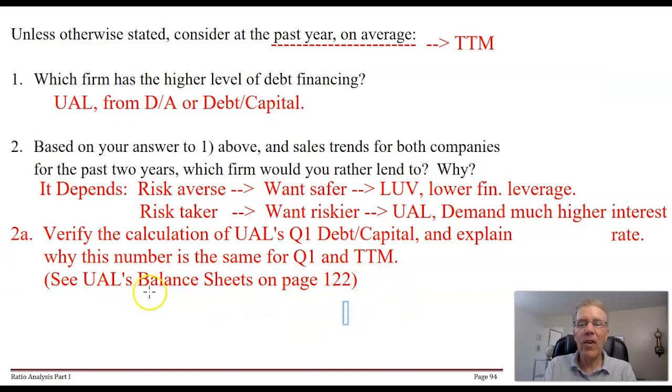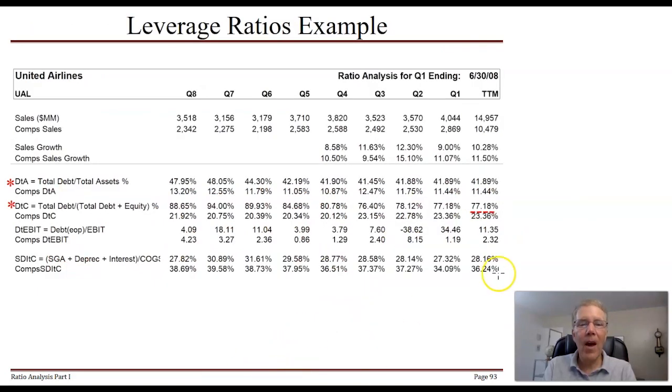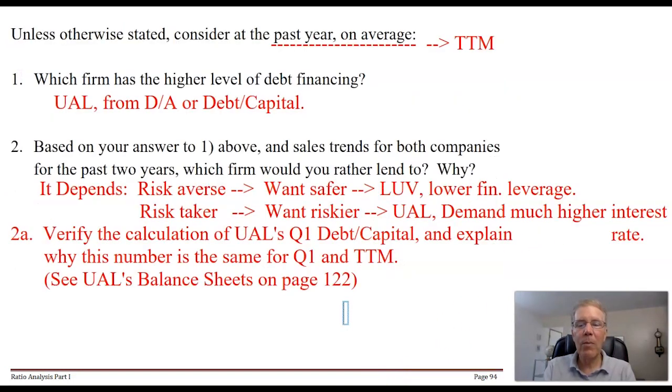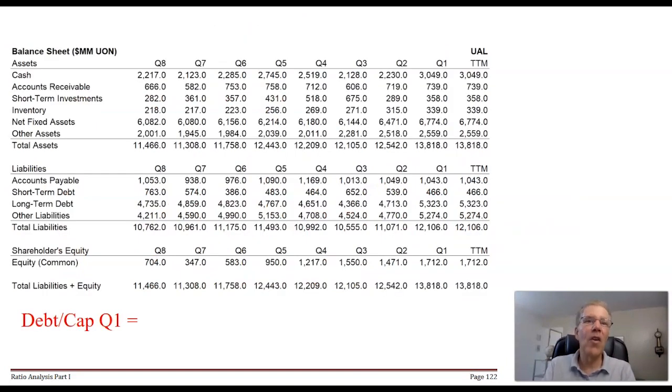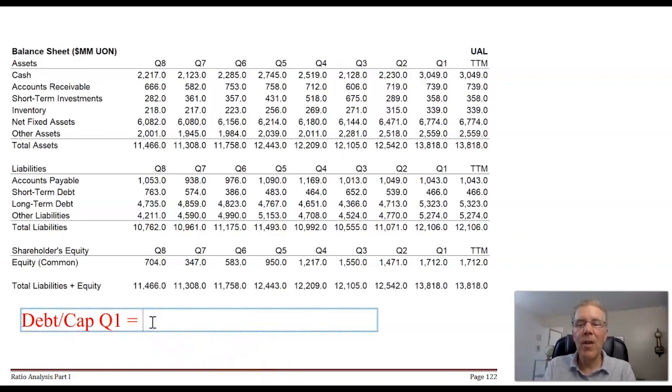So to answer questions like this, we're going to have to go to the balance sheets for UAL. So before we do that, let's just see what this Q1 and TTM debt to capital number is. 77.18%. So let's just remember that. Now let's jump to page 122 where we have the balance sheets and all the numbers that we're going to need to compute the debt to capital ratio. And let's go through and compute it here.